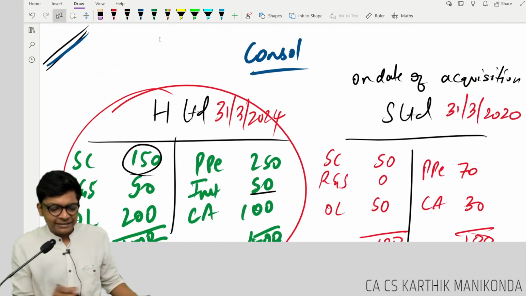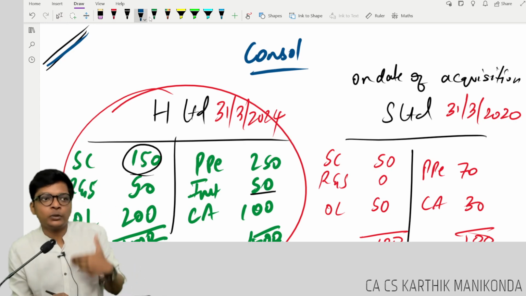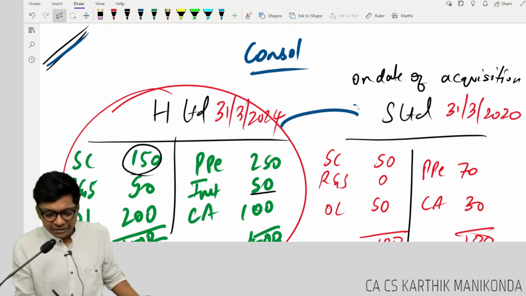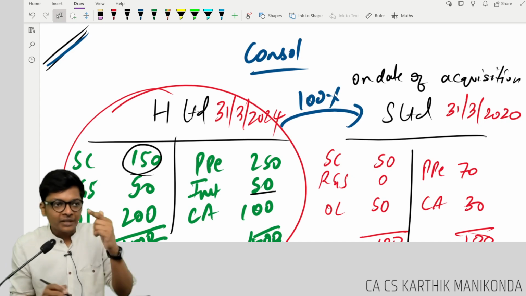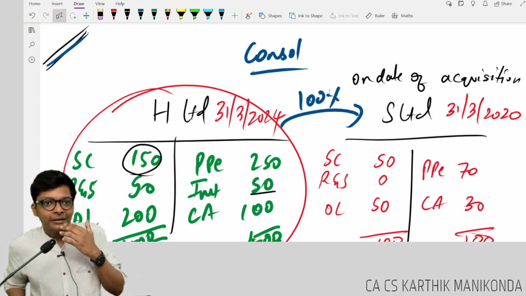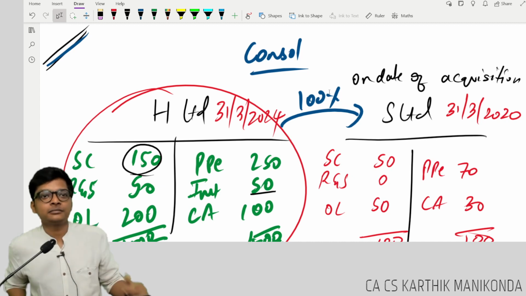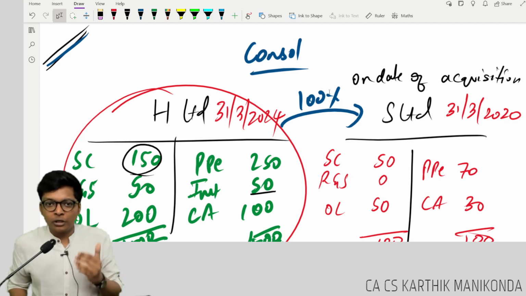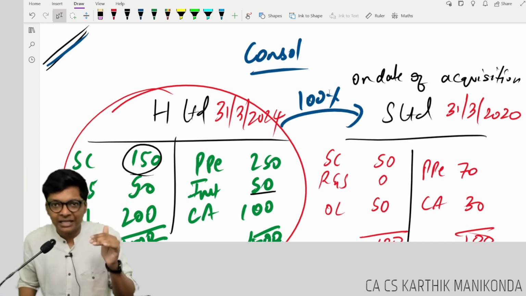Let's say first example, I am going to slowly increase case 1, case 2, case 3. Assume in this case you have taken over 100%. So we won't have minority. Minority interest will not be there. What? Goodwill or capital reserve? Goodwill or capital reserve, we should not care about percentage at this stage.